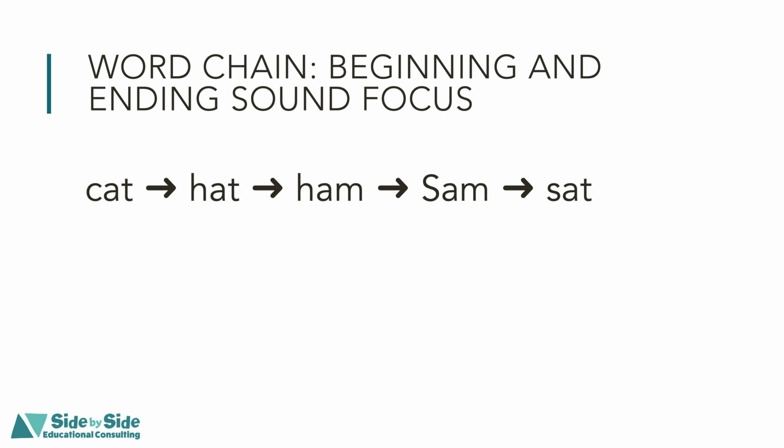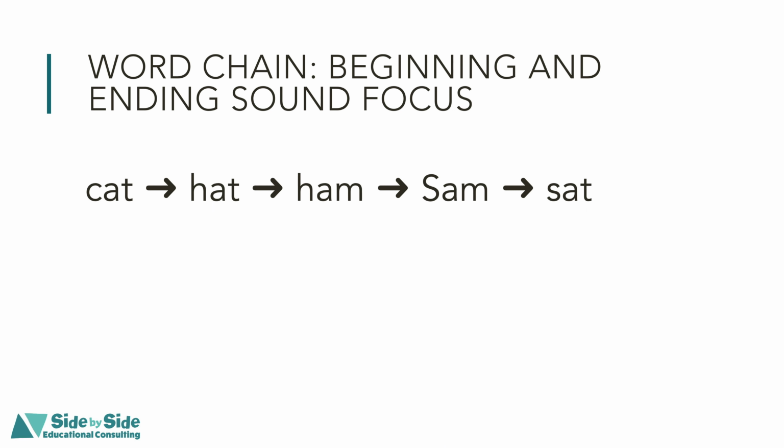In the next level of word chaining, we'll start to also focus not only on beginning sounds, but ending sounds. So that's where you could go from cat to hat to ham to Sam to sat. So you're jockeying back and forth between those beginning and ending sounds. Once kids become more adept at that, then you can move on to the next level for kids in that word chaining, which is to focus on not only beginning and ending sounds, but middle sounds as well.